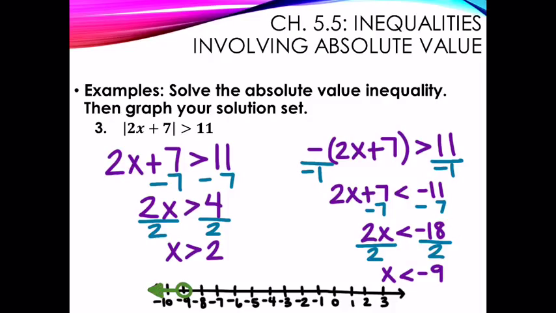Then for the other part of the inequality, it says that x is greater than 2. So I go to 2, and this will be an open circle at 2, and we will shade to the right. So for this absolute value inequality, x could be anything less than negative 9, and it could be anything greater than positive 2.